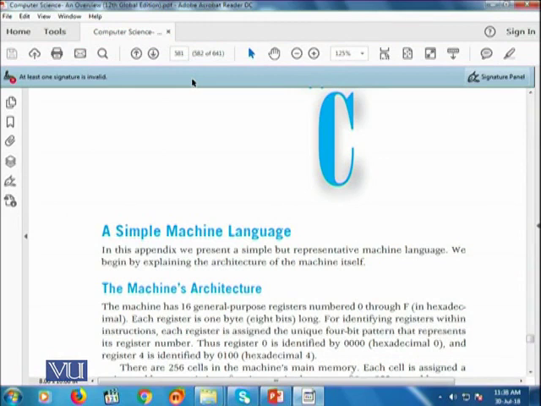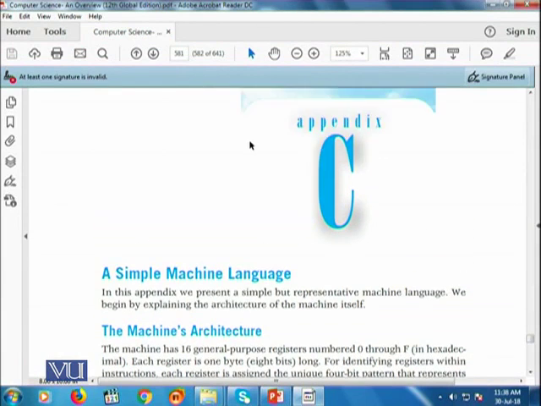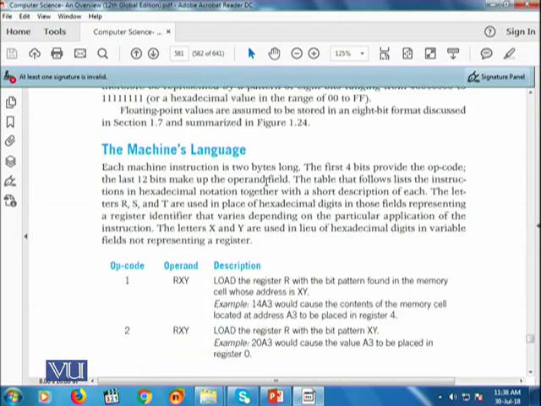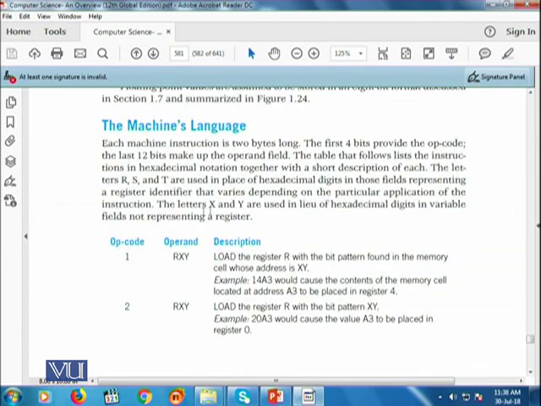I have opened the book, page 581, already for you, and it is Appendix C, and this is the machine architecture and machine language instructions that have been defined here. An instruction in our examples will have 4 bytes. One is the opcode. Opcode means what the instruction is trying to do, and then there would be the operand, that is something on which the operation will be performed.